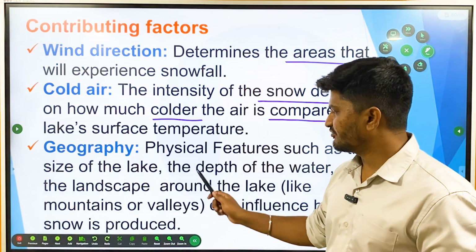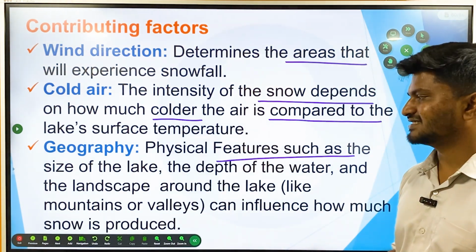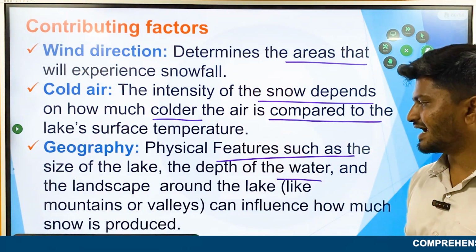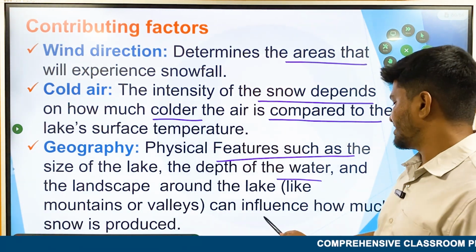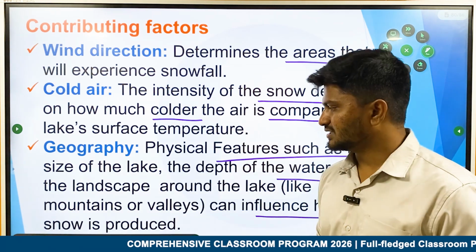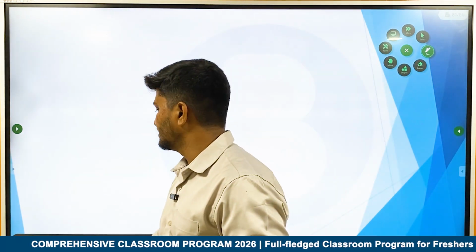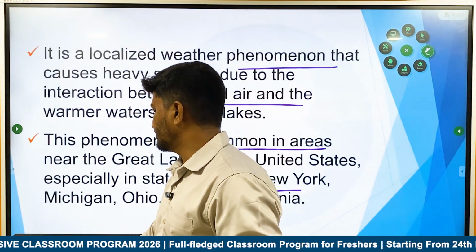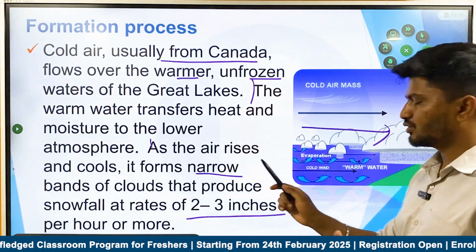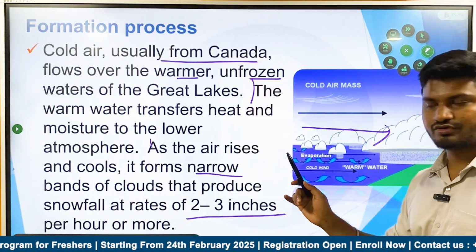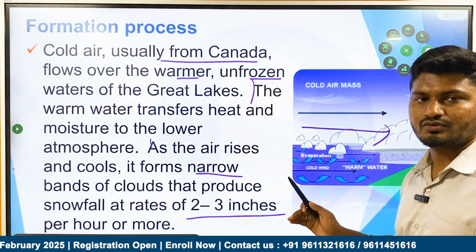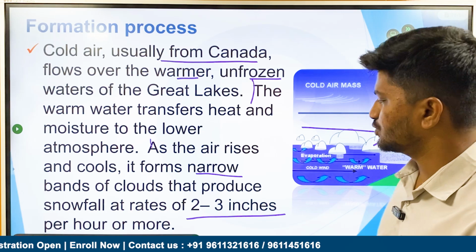And geography. Physical features such as the size of the lake, the depth of the water, and the landscape around the lakes can influence how much snow is produced. So these are the various factors that are necessary when you are analyzing this. The wind should be flowing from the colder area to the warmer area. When it flows towards the warmer area, heat is transferred to that cold air and it rises up and starts producing the snow.